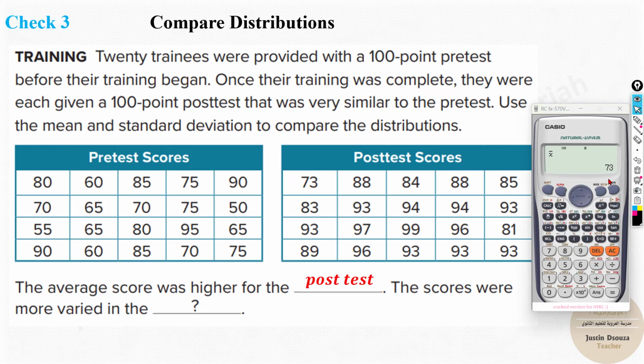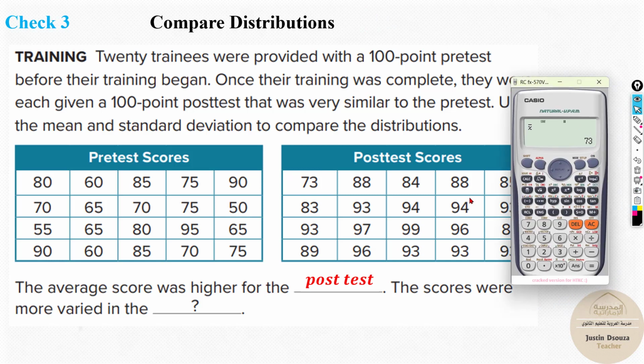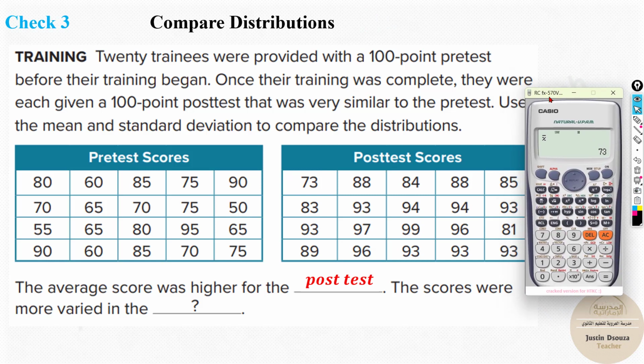So the mean over here is 73, which is low. I'm sure over here the mean would be nearly 90 or something, 80, 85 or something like that. Not sure, but you can do it and try. And now let's look into the standard deviation. So let us find shift 1 and 4 and 3. The standard deviation over here is 11.97.